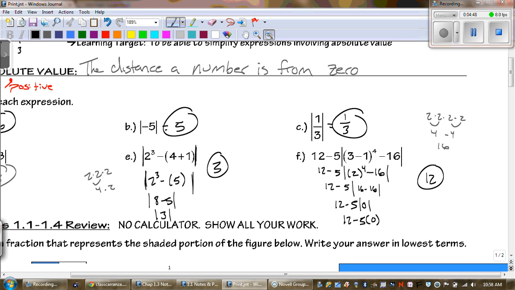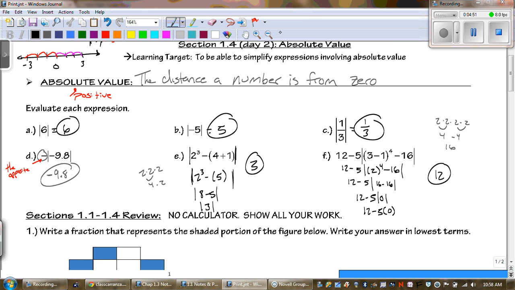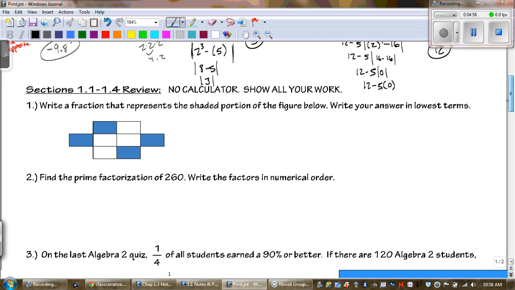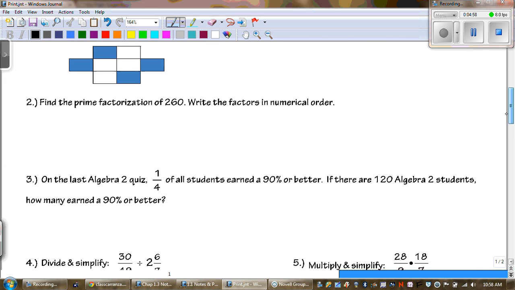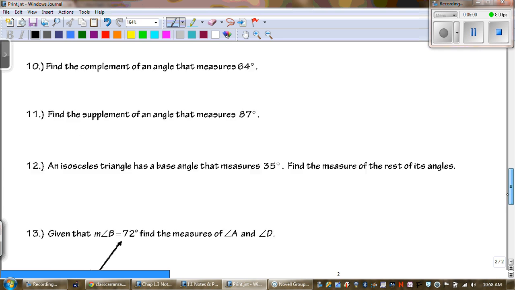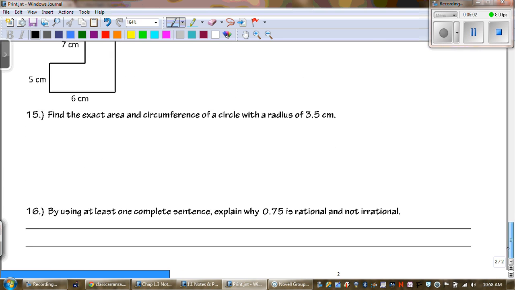So guys, I know that was really quick, but guess what? Those are your notes. Now, your homework is the rest of this. We've got a review from everything we've done.